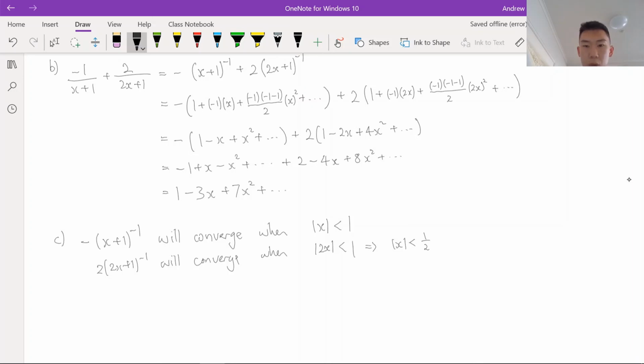Now we need to select the condition that can apply to both of these expansions, and that would have to be this one. Alright, the absolute value of x is less than half, because the absolute value of x less than 1 does not apply to all of the absolute value of x less than half. Alright, so I've highlighted our solution there.